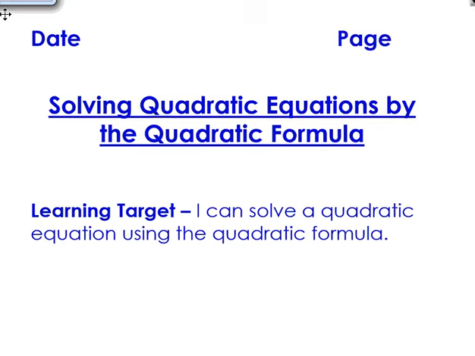This is going to be the last way that we learn to solve a quadratic equation. It's called the quadratic formula, and this way works every time. Factoring only works if it's factorable, if you get an easy, nice answer like even a fraction or a whole number. However, this will work every time, no matter how ugly the answer is, wherever it crosses the x-axis.